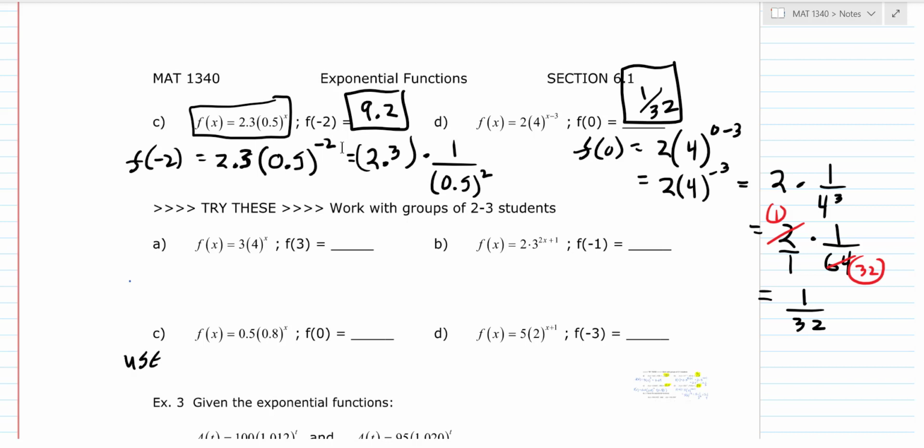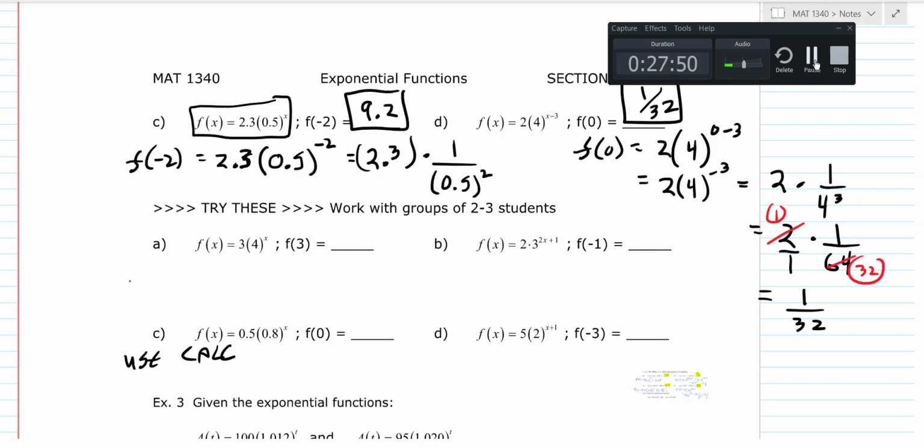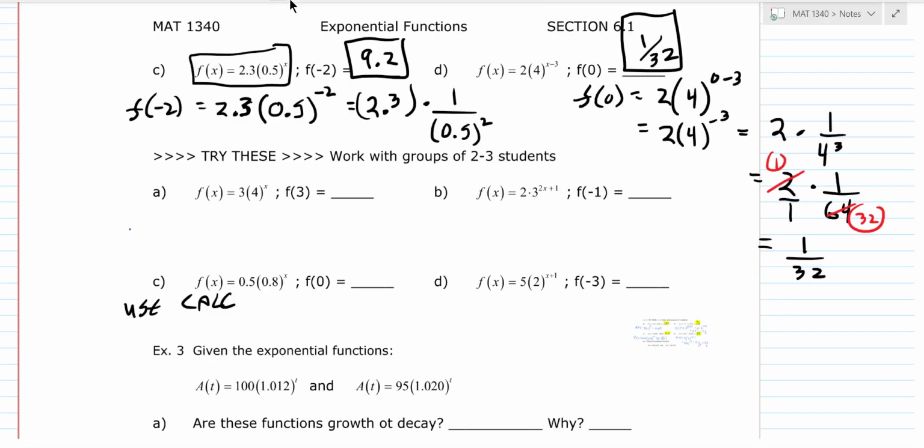I'm okay on C if you use a calculator, just because it's got decimals in it. Although you could do C without a calculator too. I think all of these problems could be done pretty easily without a calculator. Okay. Okay, let me put up the answers here and then we'll see how we did.